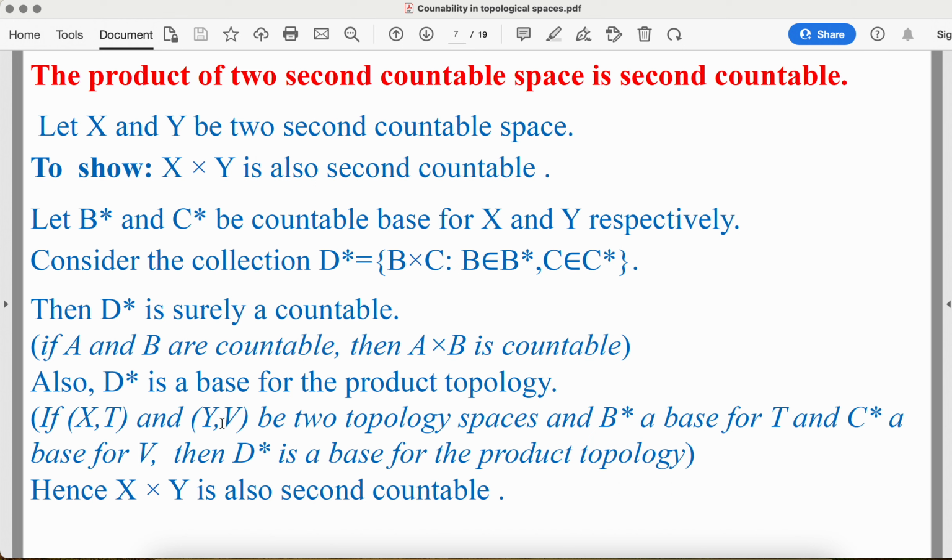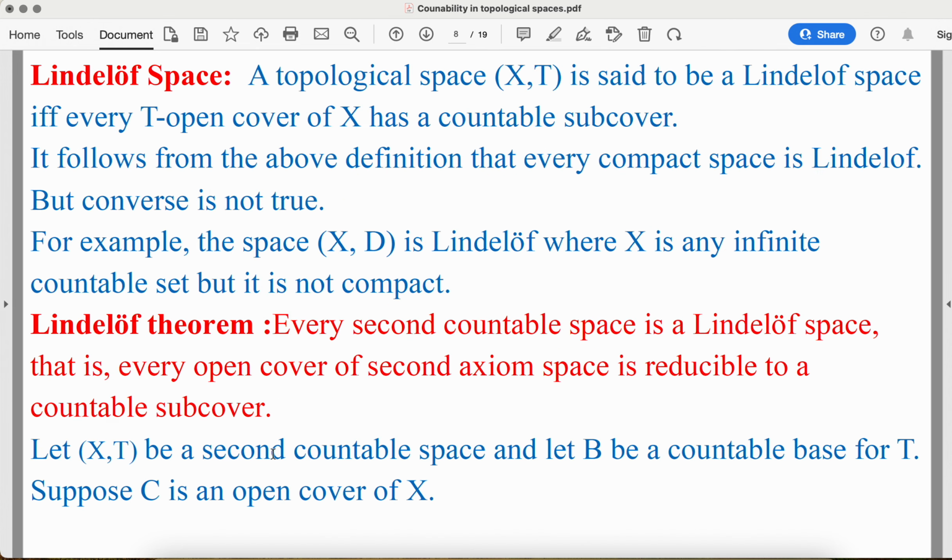It means if (X, T) and (Y, V) are two topological spaces, and B star is a base for T and C star is a base for V, then D star is a base for the product topology. It means D star is countable, and D star is a base for the product topology. So X cross Y, the product of X and Y, is also second countable. So we have shown that the product of two second countable spaces is second countable.